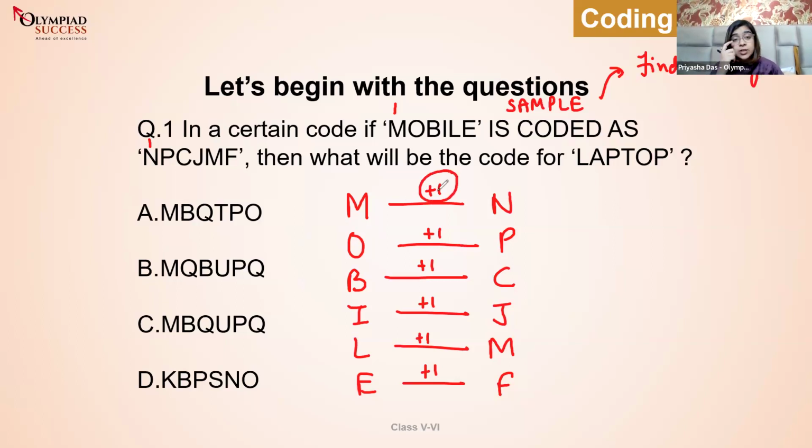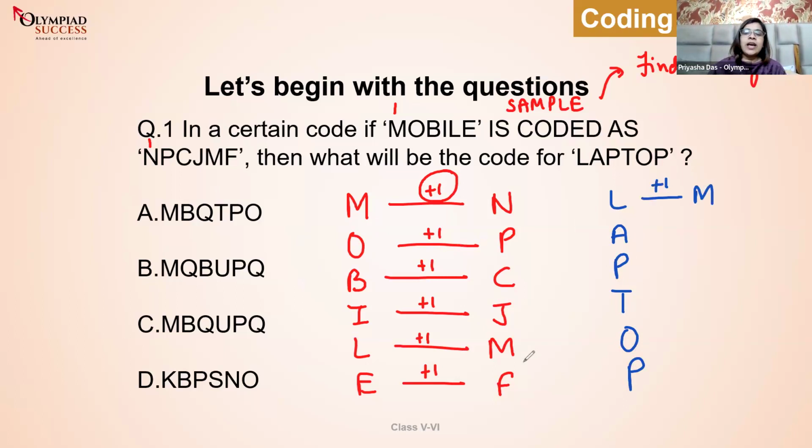Now, what will we do in the real question? The real question is laptop. And with laptop, we will do the same operations as we did for mobile. L, A, P, T, O, P. But you have to also act smart, not just work hard. How do you act smart? The very first letter here is L, and L plus 1 is definitely going to give you an M. You can also see it from here. So option D is out of the game. The faster you eliminate the options, the faster you will reach the answer.